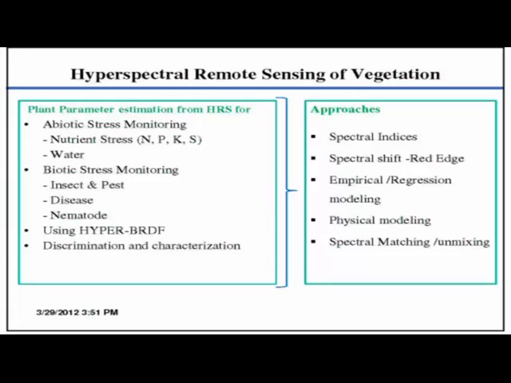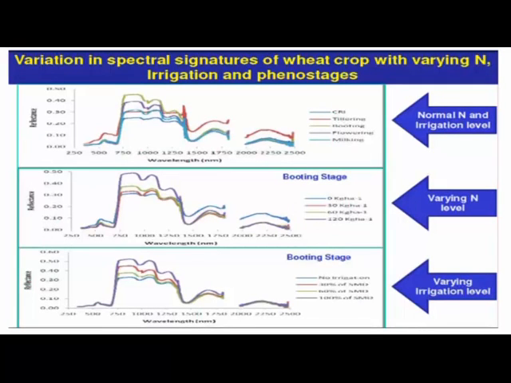So all these techniques we are going to talk about in detail in my subsequent deliberations. Now coming back to the abiotic stress, that's mostly nitrogen, nutrient and water. You can see here how there is a variation in spectral signature in wheat crop with varying nitrogen and irrigation in different phenostages. You see with the normal nitrogen and irrigation level, this shows the different stages of a wheat crop standing. You can see the spectral pattern, how it happens to be.